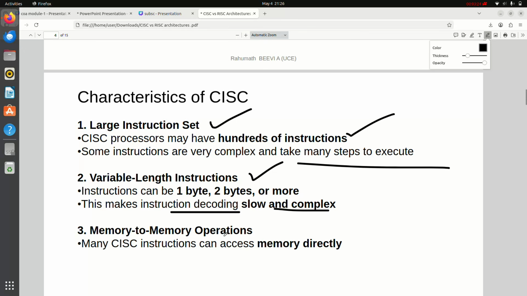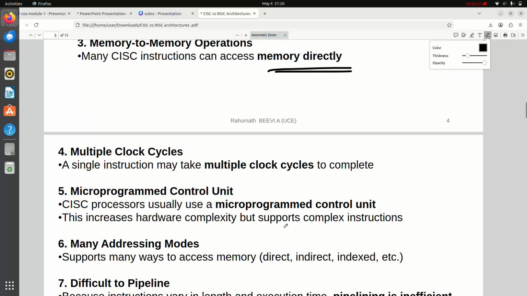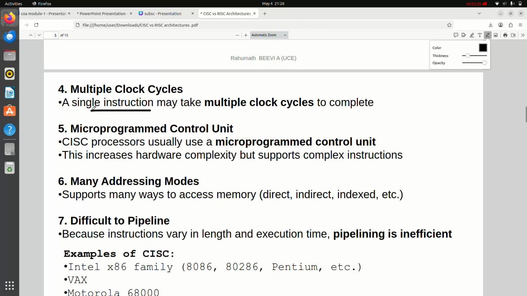Now memory to memory operation means CISC can access memory directly. That is why it is called memory to memory operation. Multiple clock cycles: a single instruction takes multiple clock cycles to complete, because one instruction has many steps in it. So they take multiple clock cycles. It uses a micro-programmed control unit.